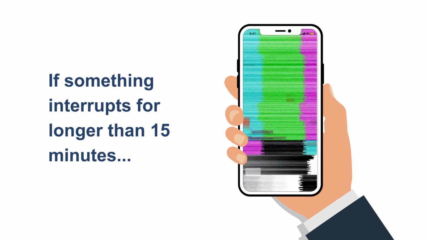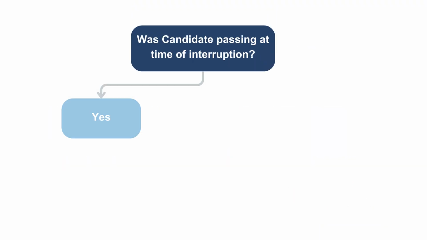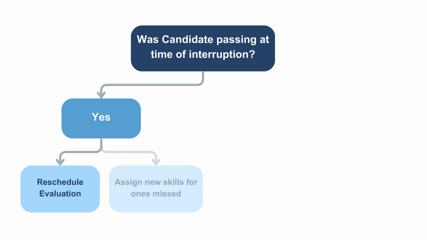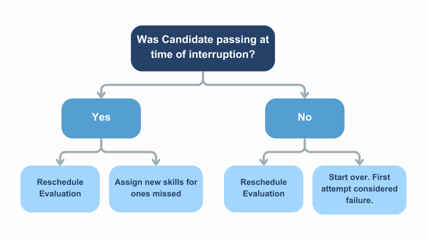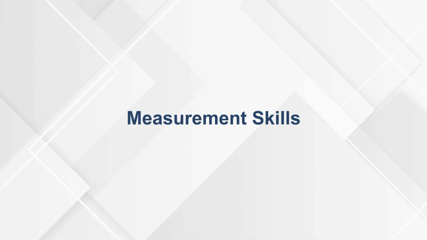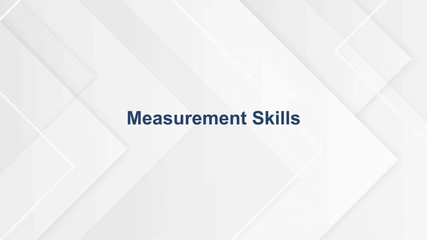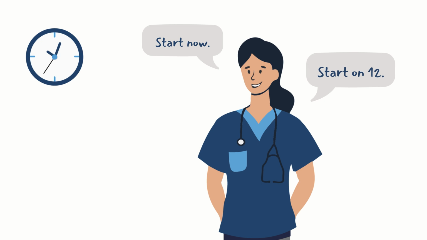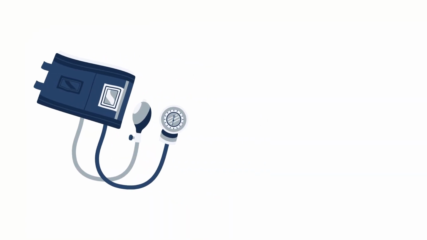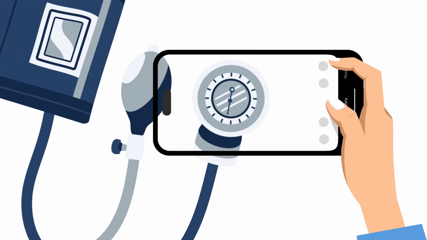If something interrupts for longer than 15 minutes, if the candidate was passing, we will reschedule and assign new skills for the ones they missed. If the candidate was failing, we will reschedule fully and start over with the first attempt being considered a failure. Some skills require a clock visible to both the proctor and the candidate. Candidates should state the timing parameters, such as start now or start on 12, to count accurately. For blood pressure, you may need another person to hold the camera to see the sphygmomanometer dial.